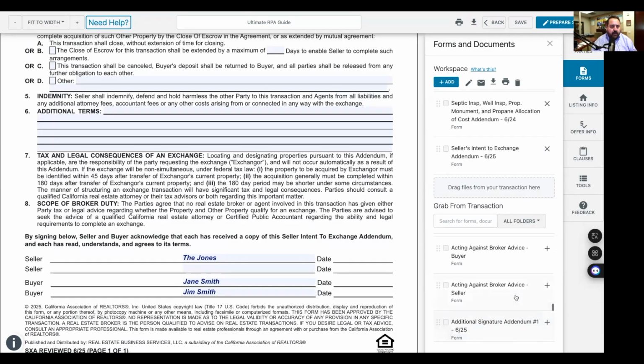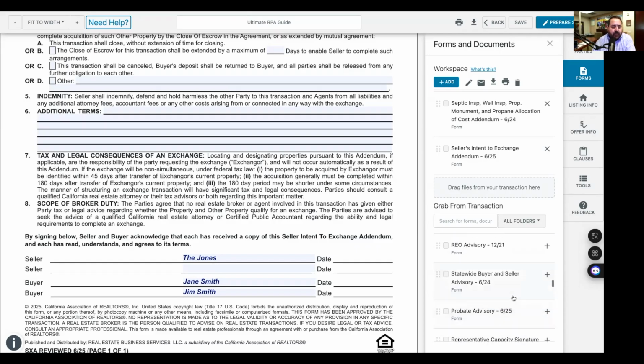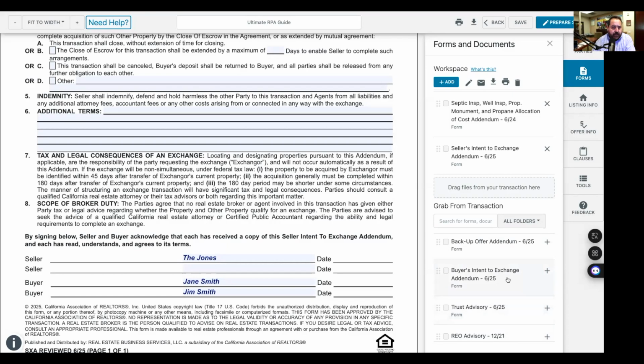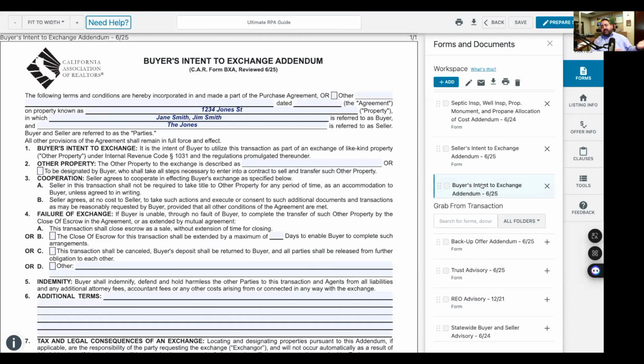Buyer counter. I swear I thought I had one. There it is. Buyer's intent to exchange has been added. And here's the flip side. So now that I have sold my property, I am now writing offers trying to get the exchange property. That is this. Now I am the buyer. This is the form that I will include with my offers.